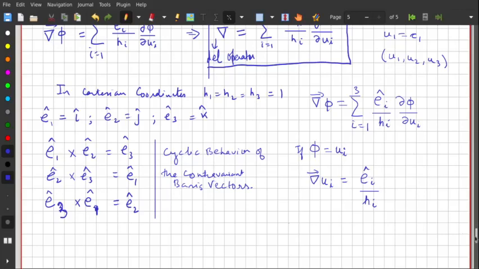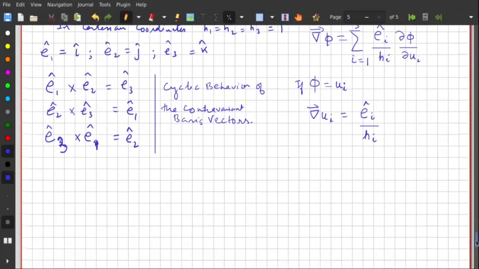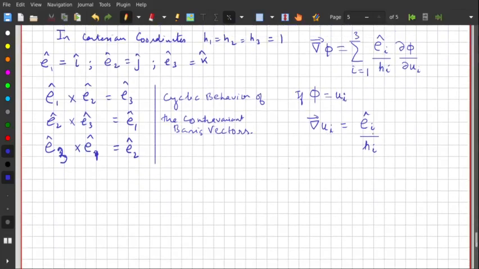So grad of u_i will become e_i hat by h_i, where h_i is the scale factor. So the magnitude of grad of u_i is the magnitude of e_i hat by h_i. Since this is a unit vector, this becomes 1 over h_i.